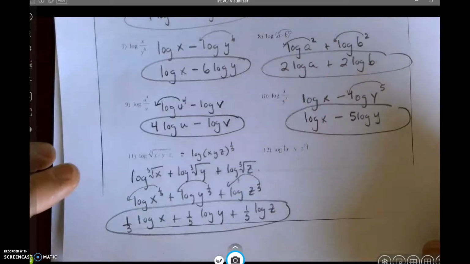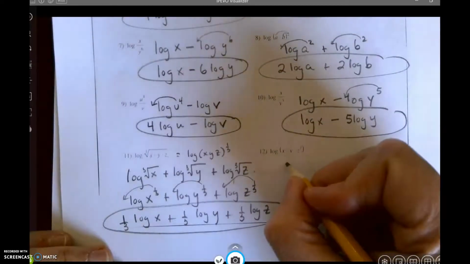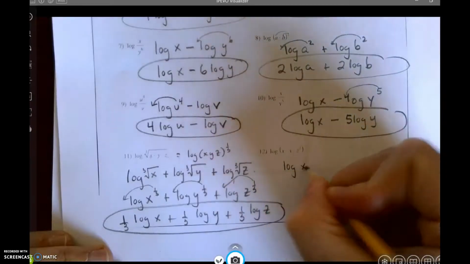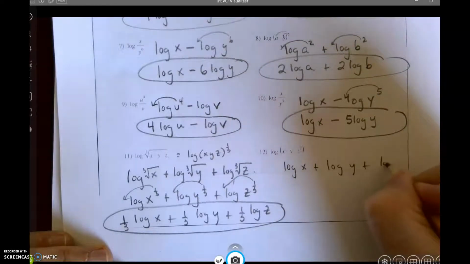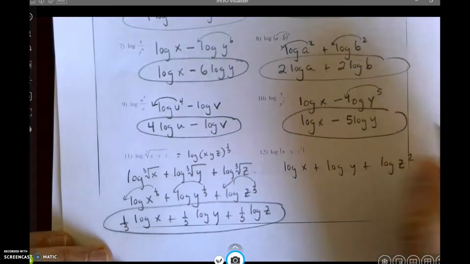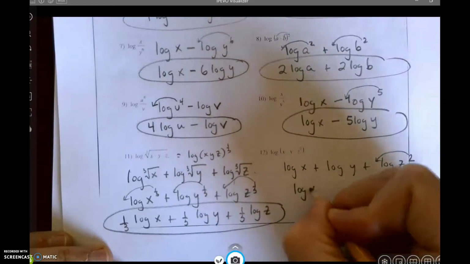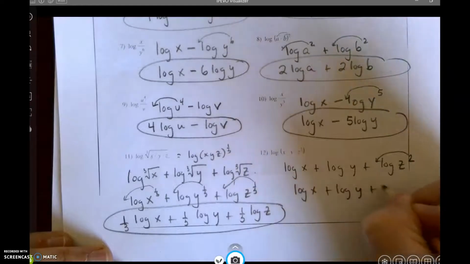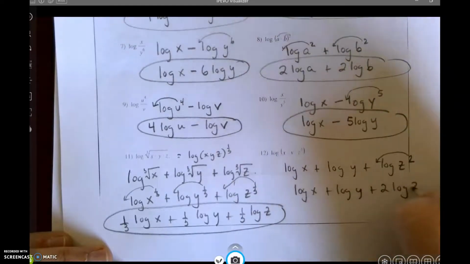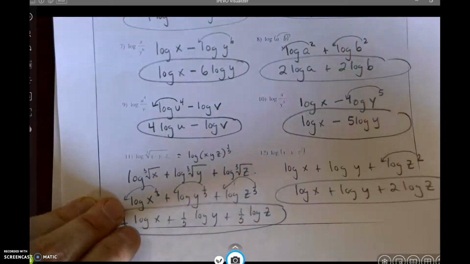Right, number 12. That squared only goes with the z, so I've got log of x plus log of y plus log of z squared, and that 2 goes out in front, so I get log of x plus log of y plus 2 log of z. That's the first page. Let's go on to the second page.